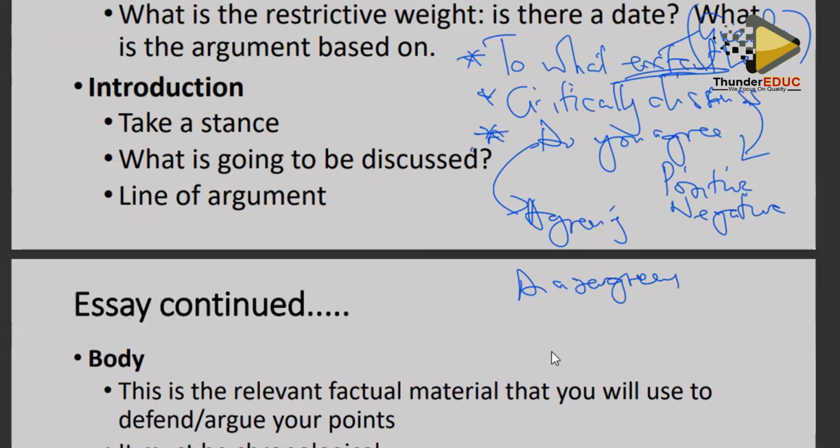If you are agreeing, make sure you have evidence to support your agreement to the matter. And if you are disagreeing, also make sure that you have evidence to support your side of the argument. That is all. Then you also give what is going to be discussed in the essay, an elaboration of what is going to be discussed.